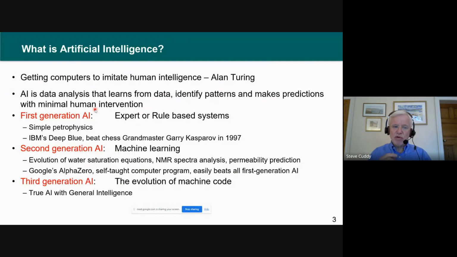I'm going to tell you about 3 generations of AI. The first generation of AI is called an expert system or a rule-based system, and we were using these when I was working in the Middle East in the 1980s. And this is very simple. Petrophysics can be done with rule-based. A rule-based system would be like: if the gamma ray is more than 90 API and the porosity is less than 2 porosity units, then you've likely got a shale. It's a rule-based system. This is no longer considered to be AI.